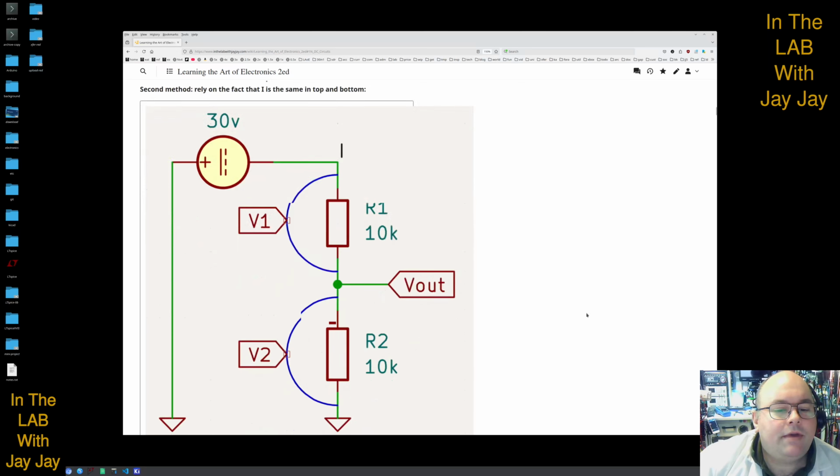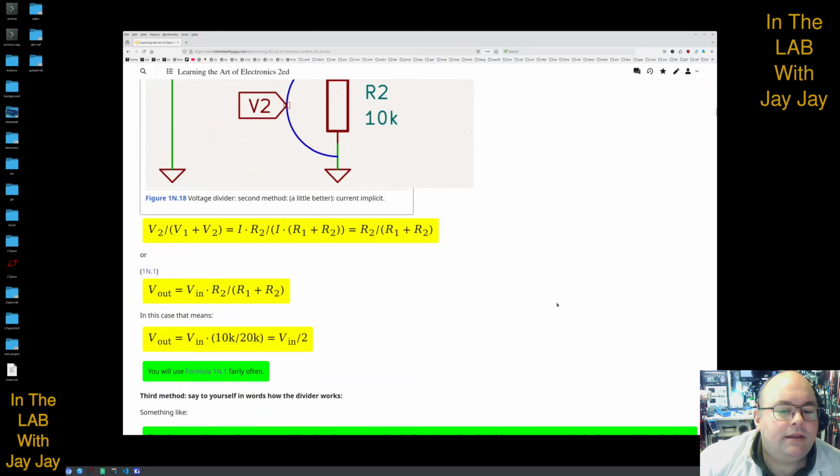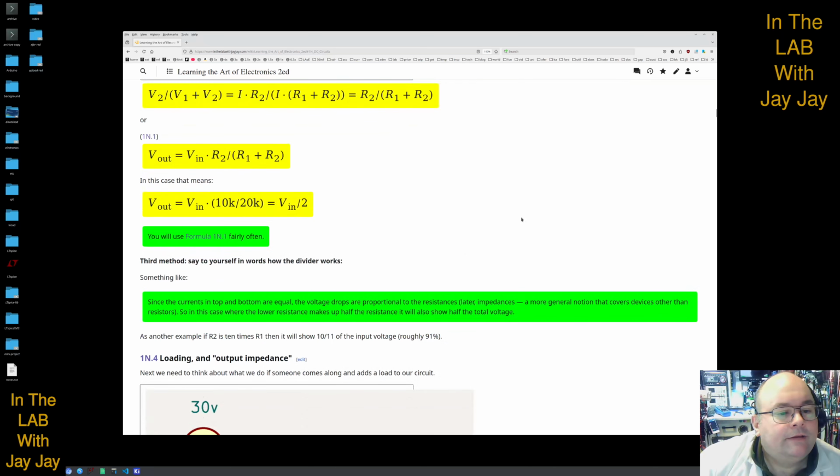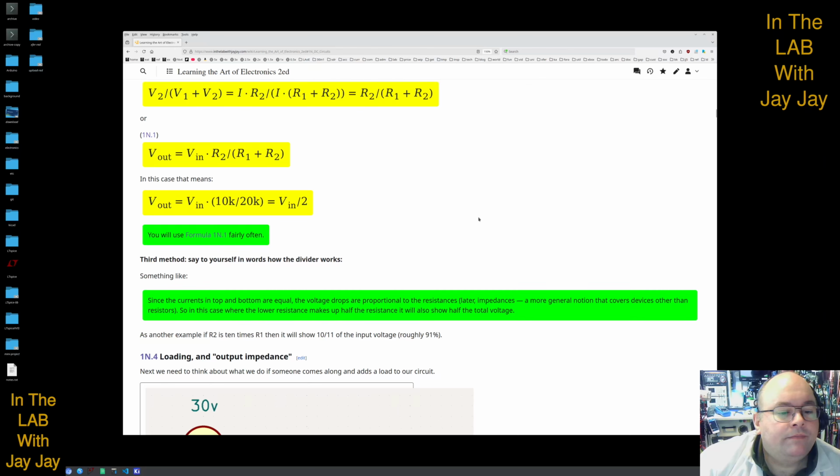So the second method, you just take that as given, that the current's the same, which means it cancels here and here. And then this expression V out equals V in times R2 on R1 plus R2. That's equation 1N1, which is going to be important to us. It says here you will use formula 1N1 fairly often.